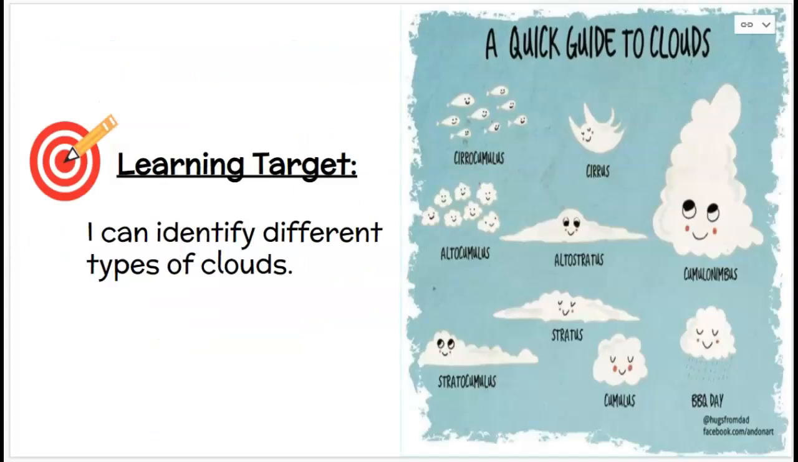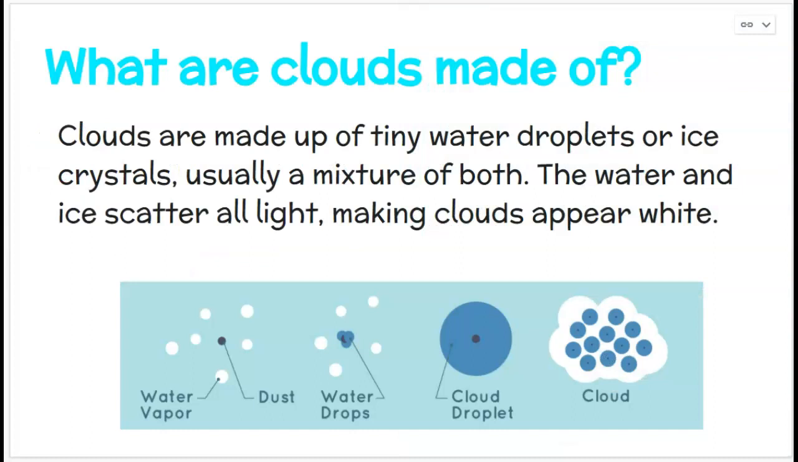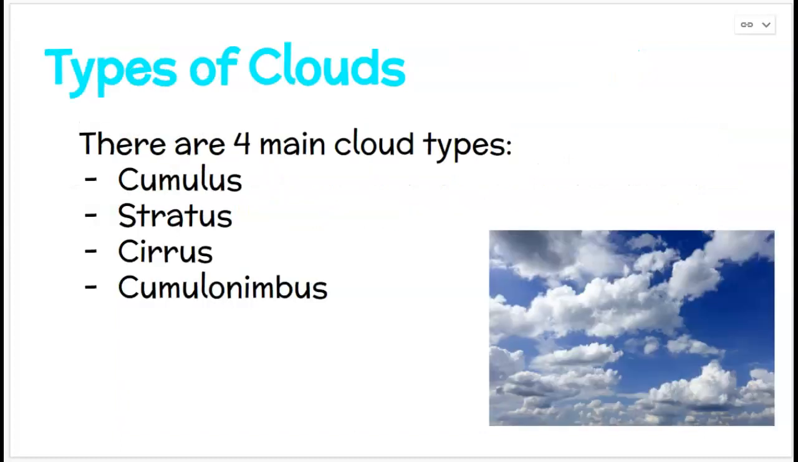We learned a little something about clouds, too. We learned to identify different types. We also learned that clouds are made up of tiny water droplets or ice crystals, usually a mixture of both. The water and ice scatter all light, making clouds appear white. There are 4 main types of clouds: cumulus, stratus, cirrus, and cumulonimbus.